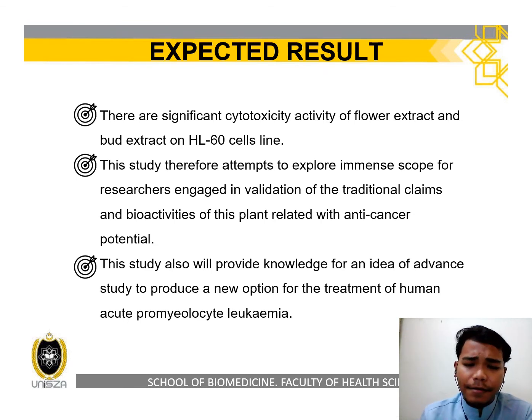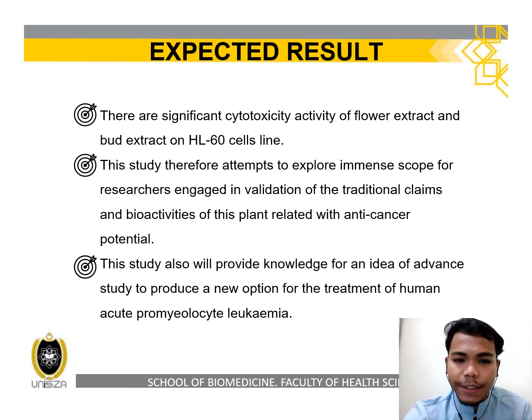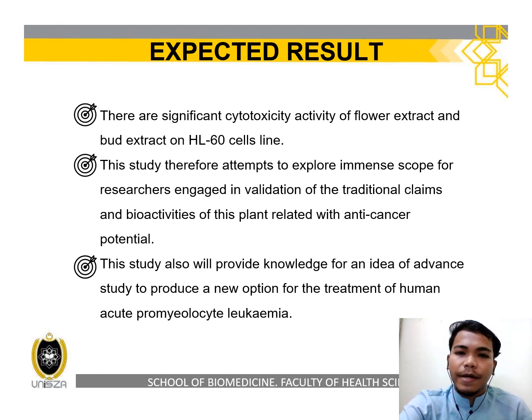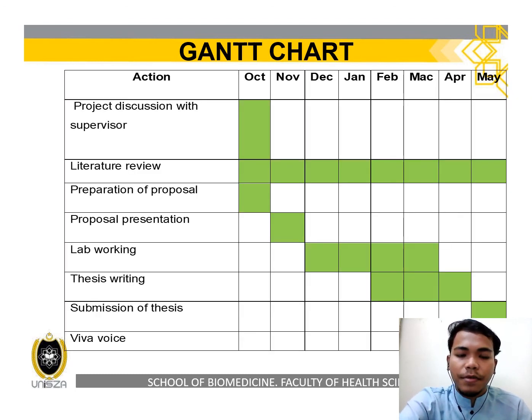We are going to expect there is significant cytotoxicity activity of flower extract and bud on the HL60 cell line. Therefore, this study also attempts to explore immense scope for researchers to engage in validation of traditional claims and bioactives of this plant's anti-cancer potential. And this study also provides knowledge for an area of advanced study to produce a new option of treatment on human acute promyelocytic leukemia. This is the Gantt chart for this study.